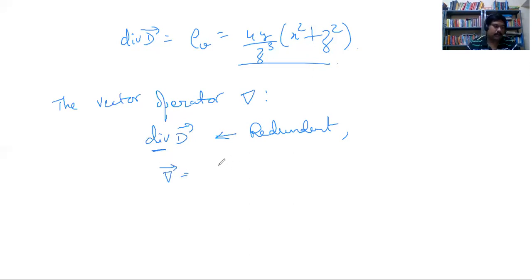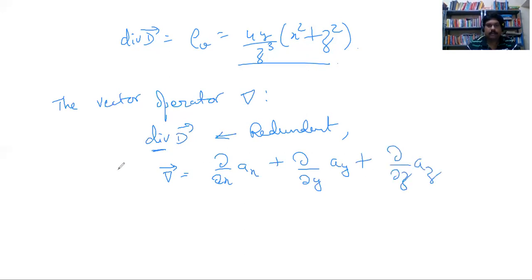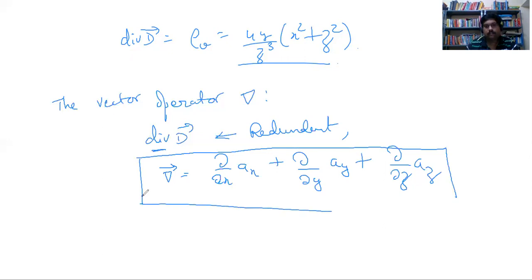Hence we introduce an operator called del. So the del operator is nothing but dou by dou x ax plus dou by dou y ay plus dou by dou z az. So this is called the vector operator del. Remember, the vector del is nothing but dou by dou x of ax plus dou by dou y of ay plus dou by dou z of az.